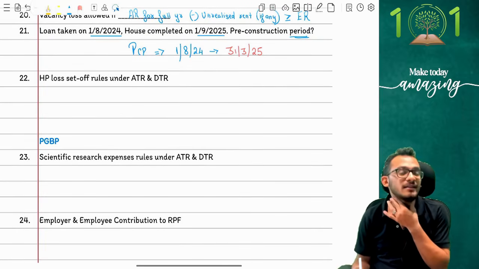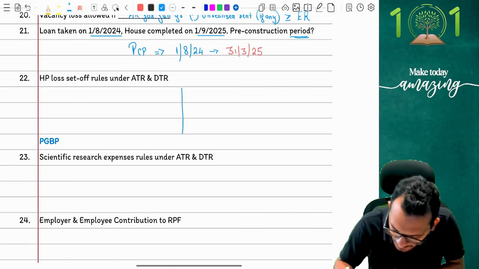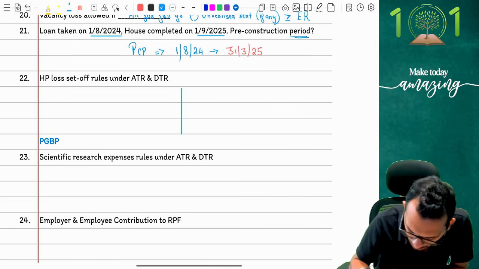Then comes the last question, people, in HP. The question says, what are the HP loss set off rules under ATR and DTR? Yes, now I should have technically put this under set off chapter, but because it's relating to HP, I wanted to put it under HP because, yes, important rules. The rules of set off are very simple.